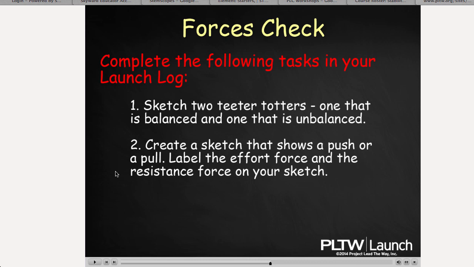And then also you're going to create a sketch that shows a push or a pull, and you're going to label the effort force and the resistance force on your sketch. So two things should be on your paper when you come in tomorrow.